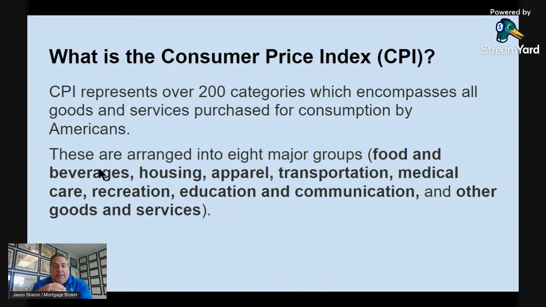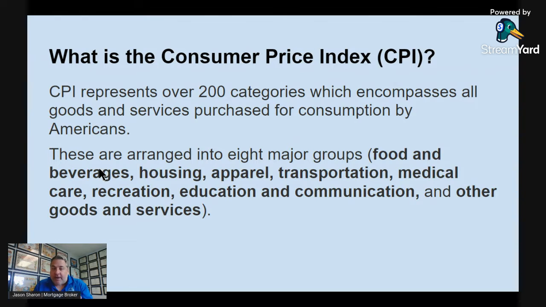So let's go to the CPI, Consumer Price Index. This is a monthly number released by the Bureau of Labor Statistics that represents 200 categories encompassing all goods and services purchased for consumption by Americans. And there are 8 major groups: food and beverage, textiles, medical, energy, housing, education, communication, all that stuff. So that's what the CPI is.